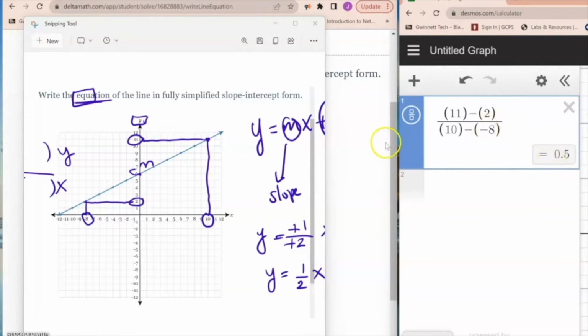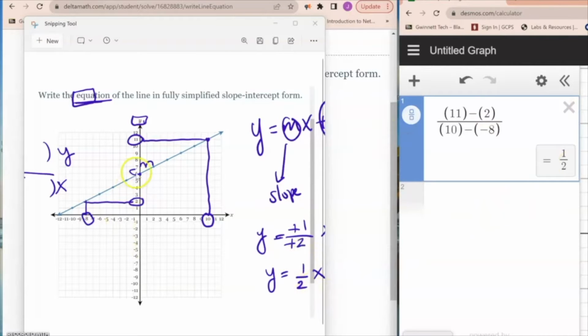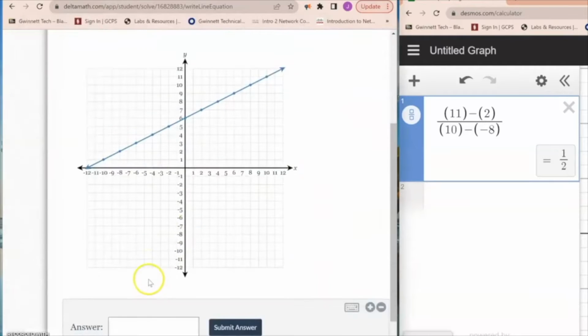You click this circle, and boom, you have the same 1/2 as if you were doing rise over run. So whichever method is easier for you, please go ahead and choose that method. It does not matter. You find your y-intercept, and you find your slope, and then you write your equation. Because it's an equation, it has to have the equal sign.